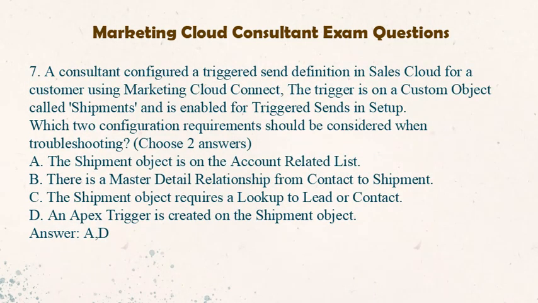7. A consultant configured a triggered send definition in Sales Cloud for a customer using Marketing Cloud Connect. The trigger is on a custom object called shipments, and is enabled for triggered sends in setup. Which two configuration requirements should be considered when troubleshooting? Choose two answers. A. The shipment object is on the account-related list. B. There is a master detail relationship from contact to shipment. C. The shipment object requires a lookup to lead or contact. D. An Apex trigger is created on the shipment object. Answer: A, D.